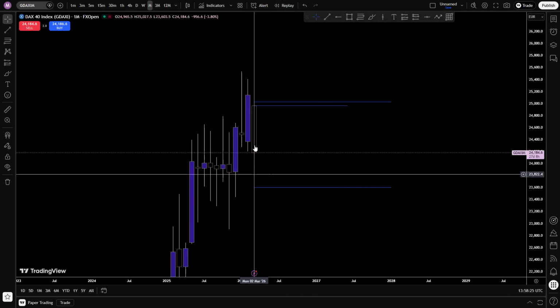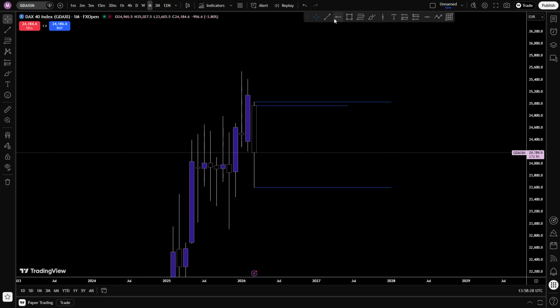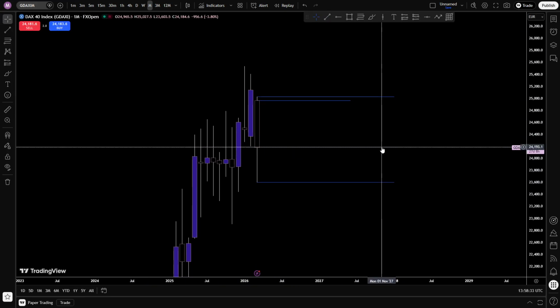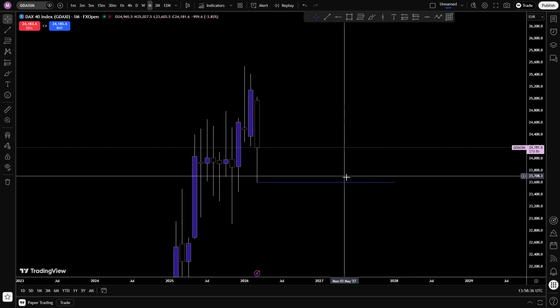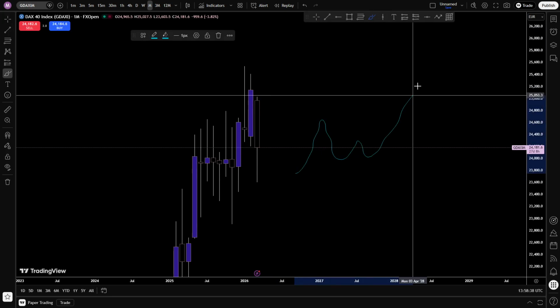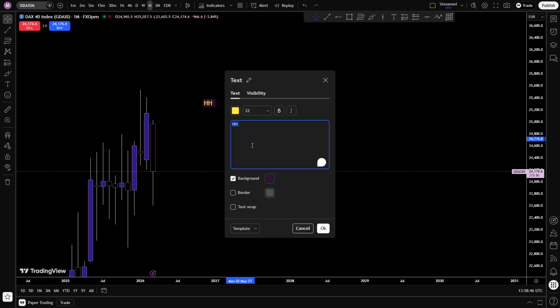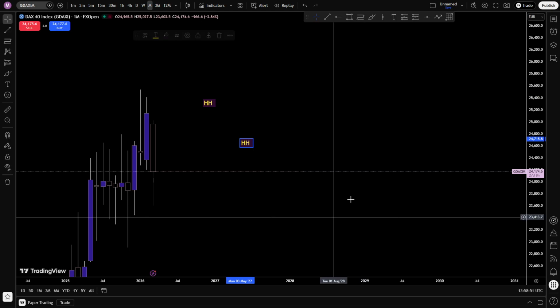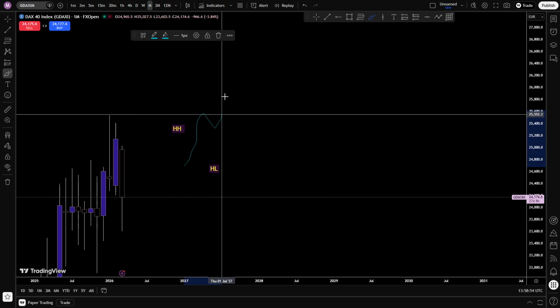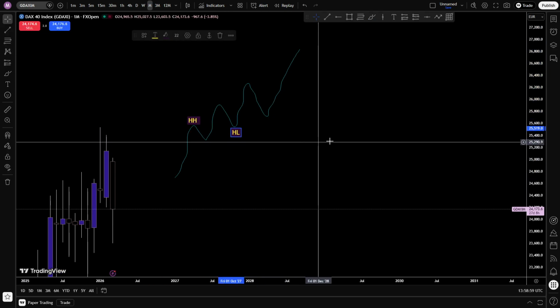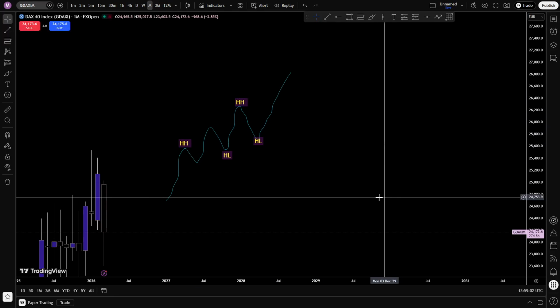This is why candlesticks are good, just because you can get used to looking at it and seeing where price is. This is disgusting. But next up, highs and lows. So highs and highs, highs, lows, lows. HH. Lower low. High, low, sorry. So let's have an uptrend. Higher high, higher low, and then higher high.